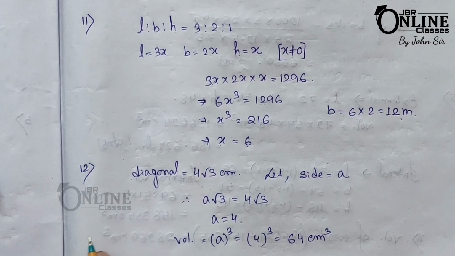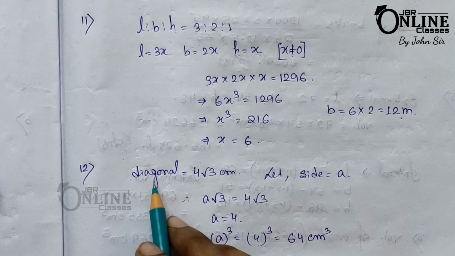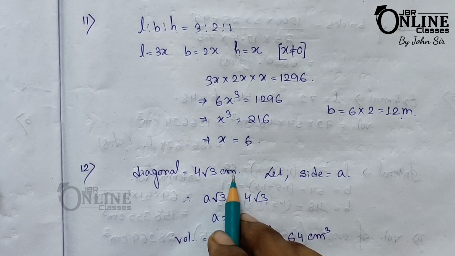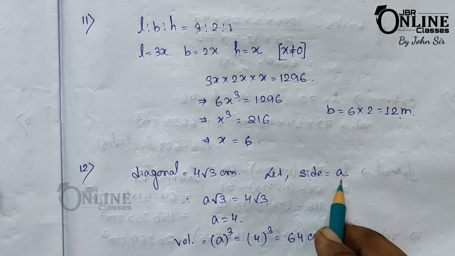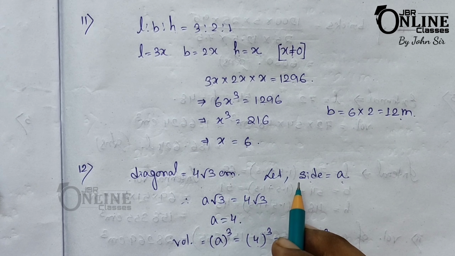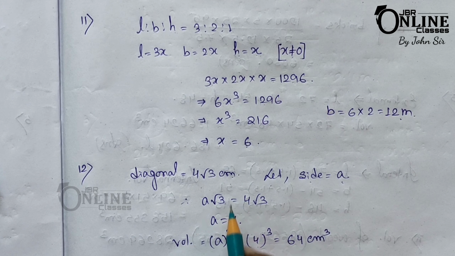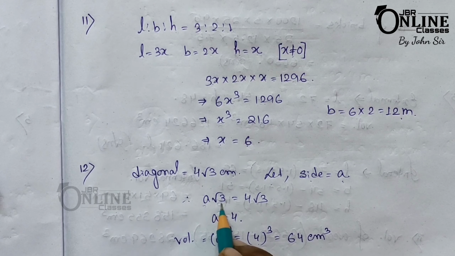Now next one, sum number 12. What is the volume of a cube whose diagonals measure 4√3 centimeter? So diagonal equal to 4√3 centimeter. Now let the side of the cube equal to a centimeter. Then according to the formula of the diagonal of a cube, that equal to a√3. a√3 is the diagonal of a cube.